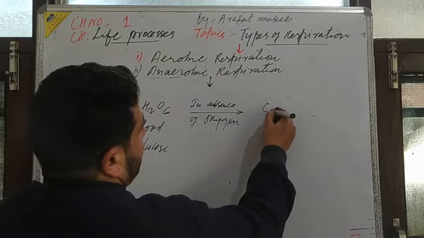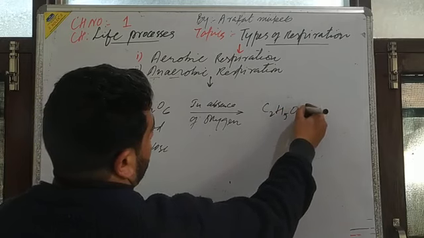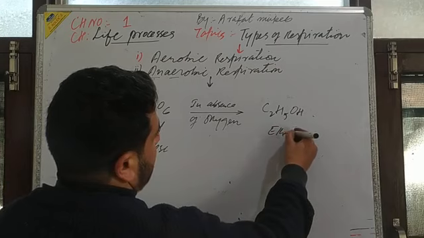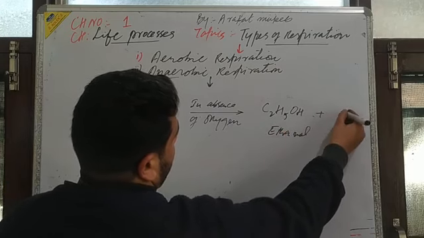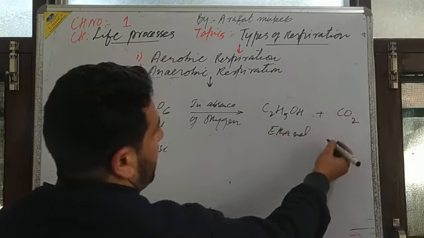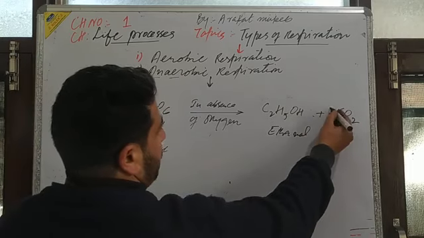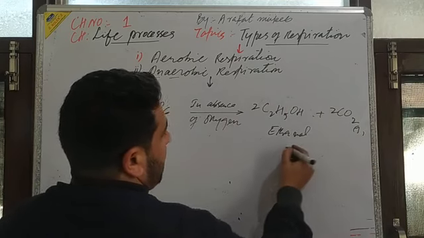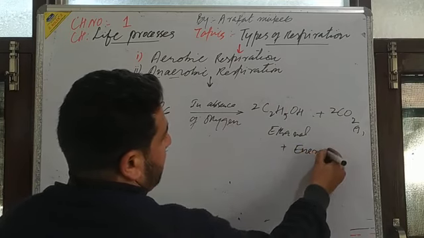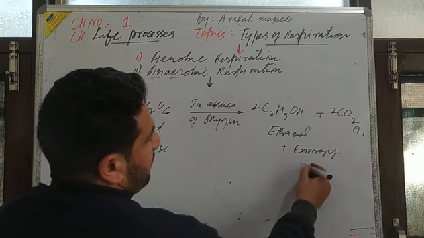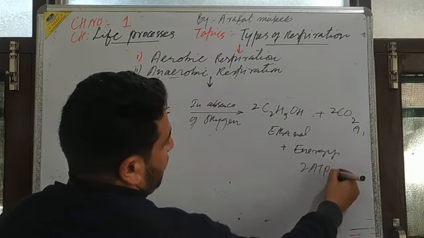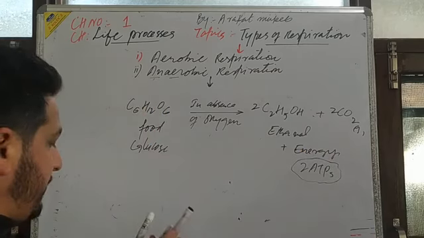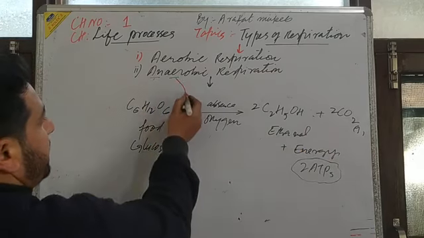Convert it into C2H5OH. That is, ethanol, ethyl alcohol, plus there is the formation of carbon dioxide. 2 times, here I will write 2 times carbon dioxide gas. साथ में हमें energy मिलती है. That is a less amount with the generation of 2 ATP molecules. It is the anaerobic type of respiration.